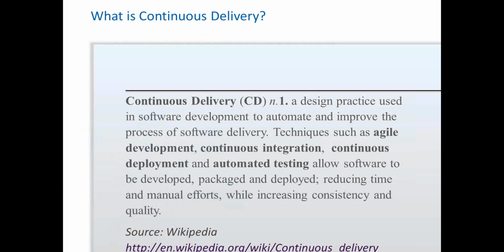If we look at how Wikipedia defines continuous delivery, it's a design practice to automate and improve the process of software delivery. You will have heard probably of techniques such as agile, continuous integration, continuous build, continuous deployment, and automated testing. The idea, again, as Wikipedia says, is you reduce time, reduce manual effort, increase consistency and quality. And I've got the URL there at the bottom, and if you just search for continuous delivery on Wikipedia, they've got an excellent article on it and a very nice diagram that shows the different stages of application development through test, different stages and into production.